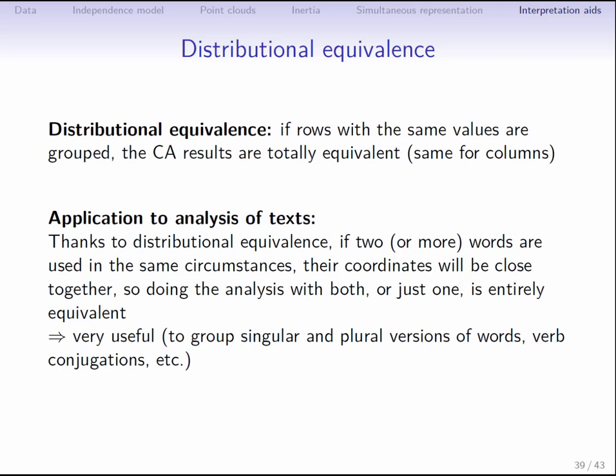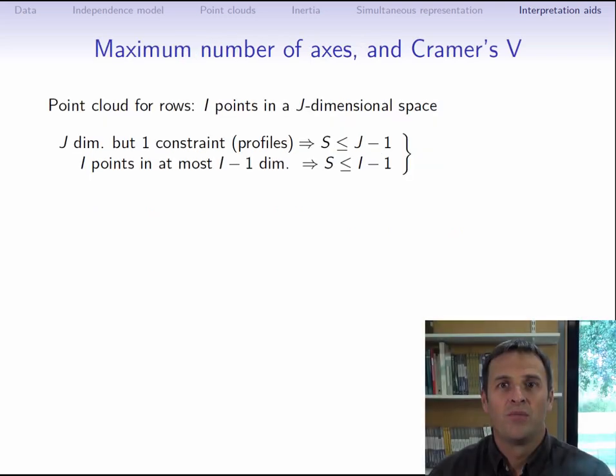different notions. We finish this presentation of correspondence analysis by thinking about how many dimensions with non-zero inertia there are. Let's consider this for a point cloud of rows with I points in a J-dimensional space. As there are J dimensions, we might guess that we can get J axes with non-zero inertia. In fact, not at all.